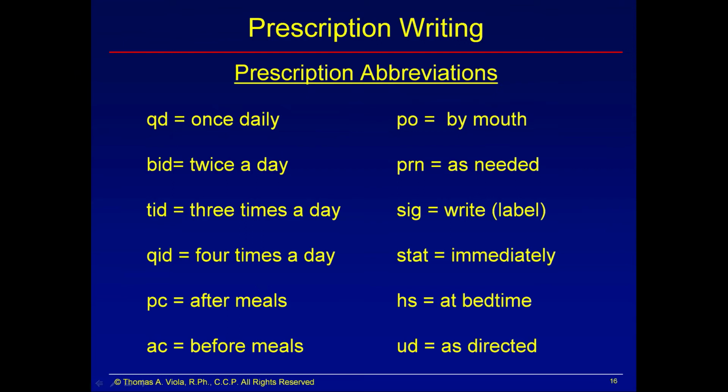PC is after meals, AC is before meals. AC equals before meals? Well, how about antes de comida if you speak Spanish, right? The easiest way to remember that, my friends, is AM and PM, right? AM before noon, PM afternoon, AC before meals, PC after meals.